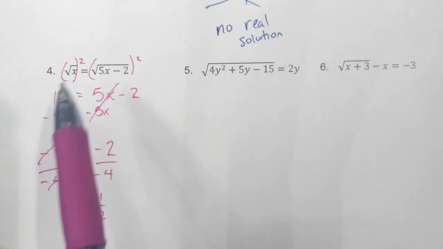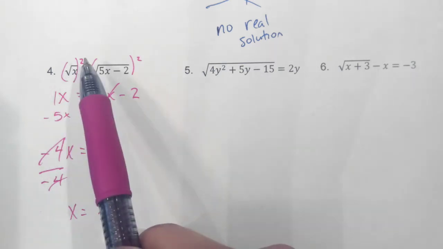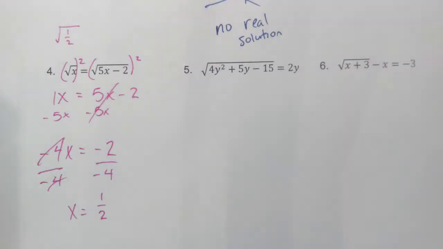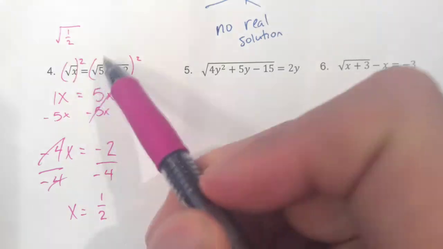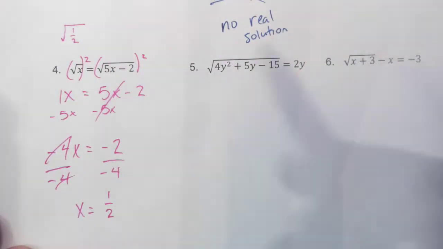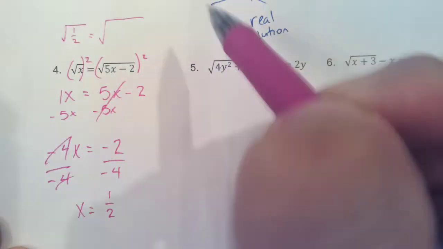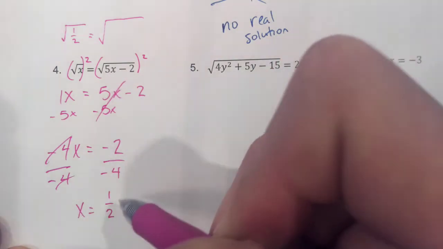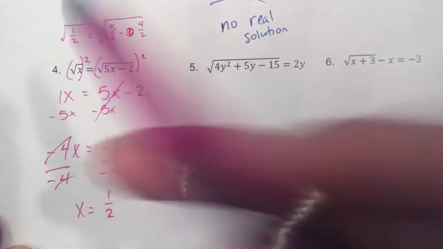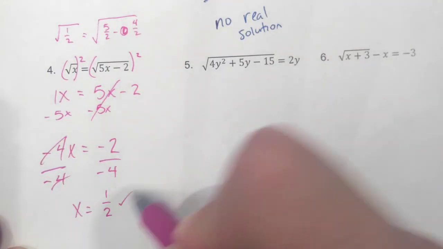So this one, we got to check it. Back into the original equation. On the left side, we have the square root of 1/2. Now, I don't know what the square root of 1/2 is, but if the right side comes out to be the square root of 1/2, we know it's the same thing, right? So I'm not even going to figure out the decimal equivalent. On the right side, 5 times x, which is 1/2. 5 times 1/2 is 5/2 minus 2. Remember, 2 is the same as 4 over 2. Is 5 over 2 minus 4 over 2 1 over 2? Yeah, this one checks.